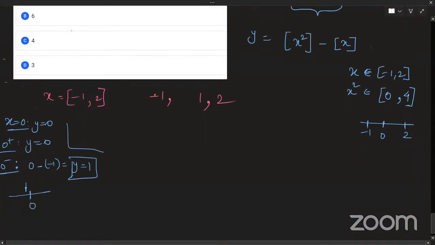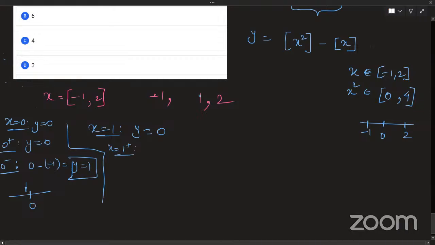Now tell me, which value do you want to check for? Should we go for x is equal to 1? So tell me, x is equal to 1, what is your value of y? It will be 0, right? 1 minus 1. Great. Now let us take 1 plus.